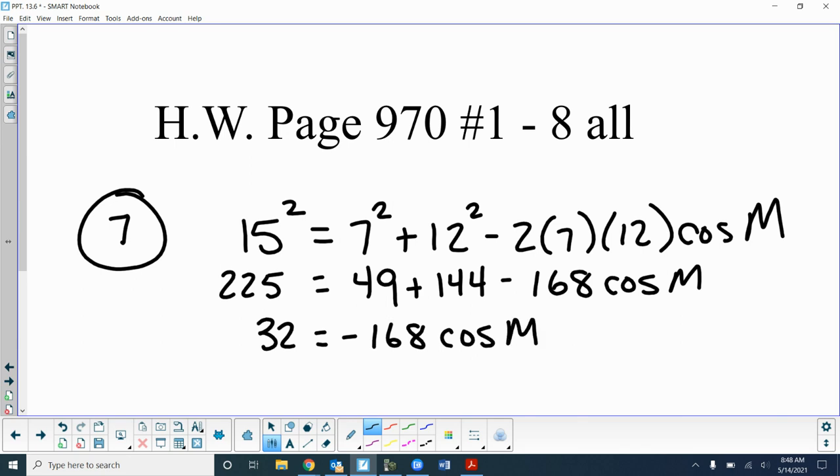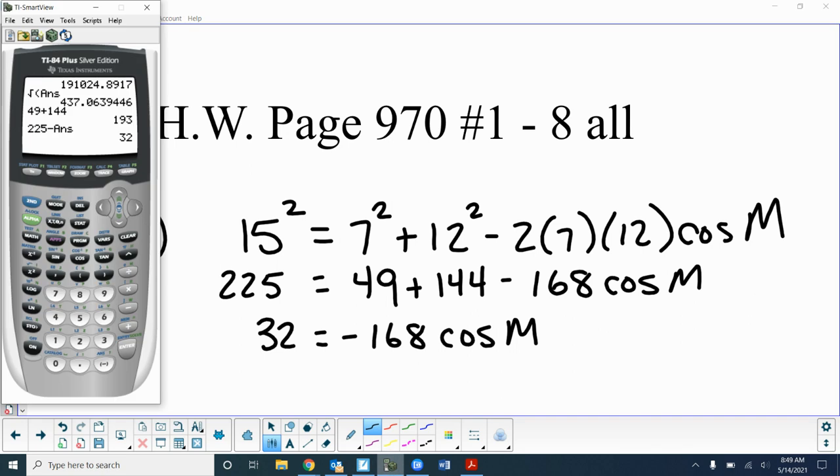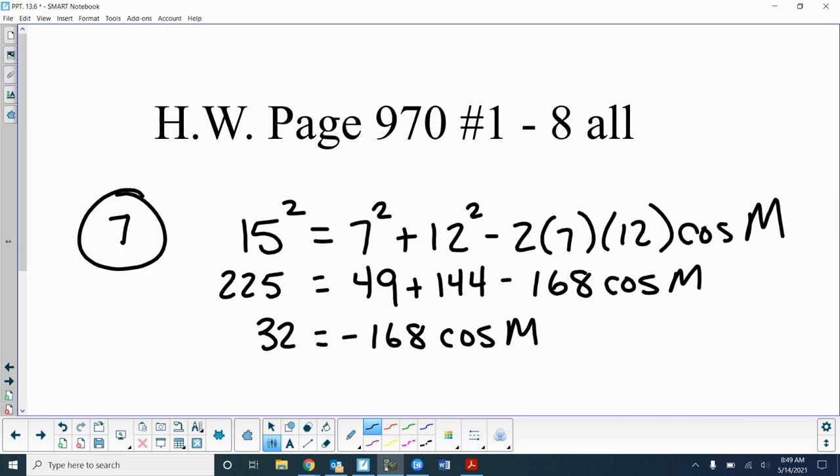So I added those and subtracted over. That's how I got the 32. Now, I'm going to divide that answer by negative 168. And I get negative 0.1905.